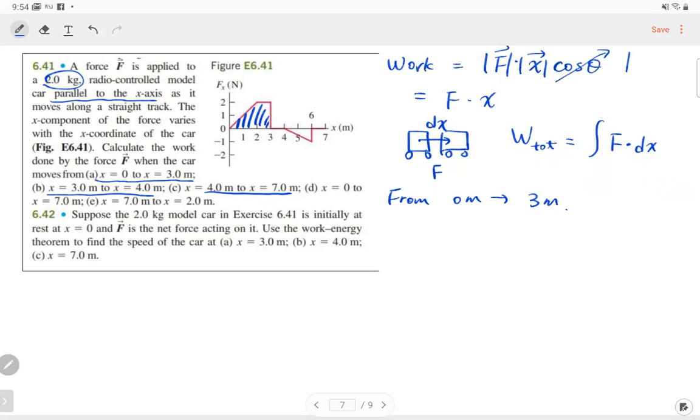Then the area of this geometry will be the work, equal to, this is 1, this is 3, this is 2. So we have (1 meter plus 3 meter) times 2 newton over 2. So we have 4 joule. That's the work between 0 to 3 meter.